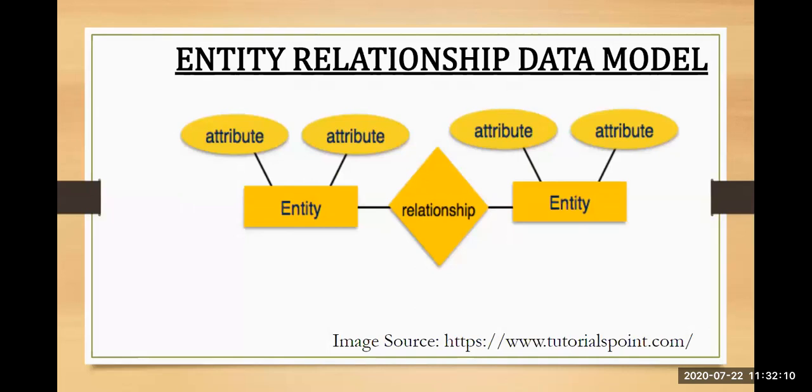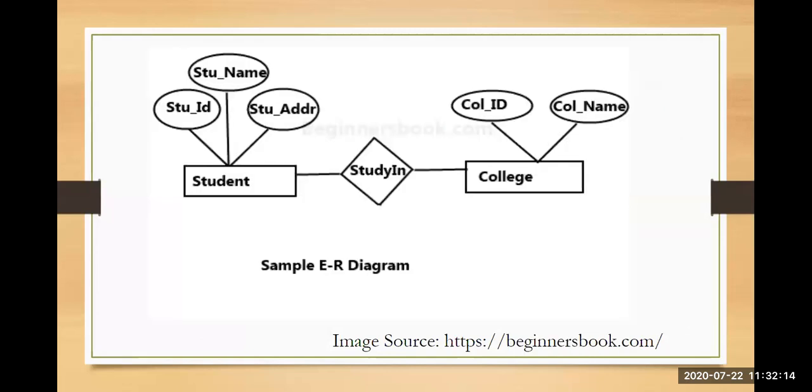So here we have taken an example. We have entity 1, that is student, which has attributes student ID, student name, student address. We have a relationship that is studies in. Another entity is college, which has attributes college ID and college name. So the student studies in college. That is a simple ER diagram which connects your student entity and college entity together with the relationship it holds, that is studies in.